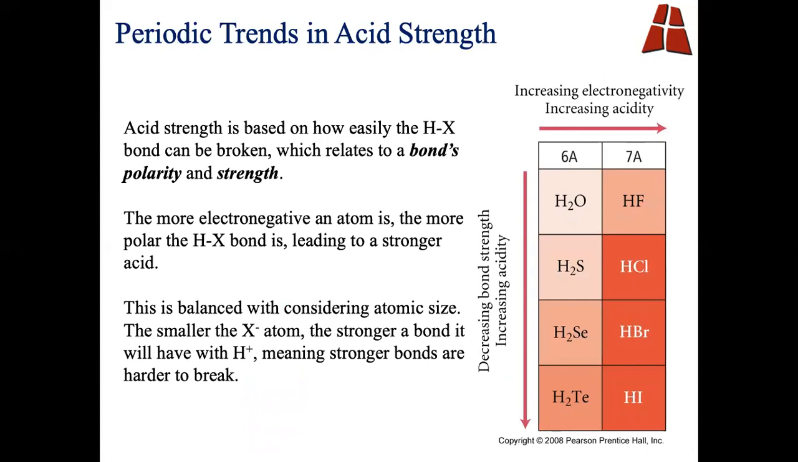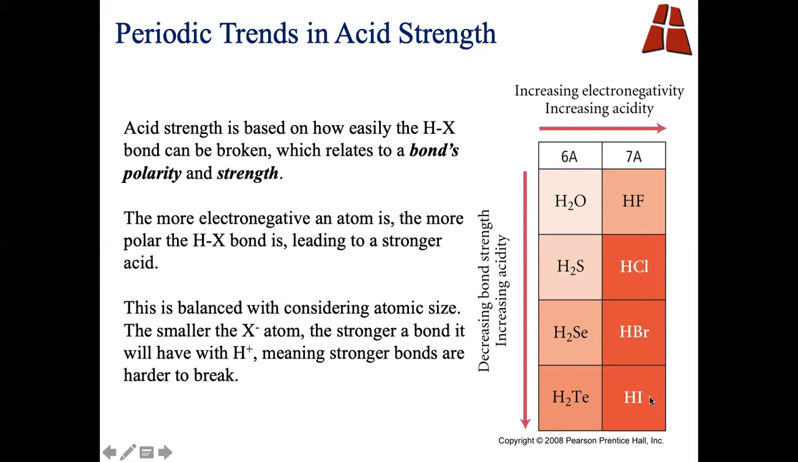This is something that may come up as well: periodic trends in acid strengths. A reminder that the two things that affect the relative acid strength are how electronegative an anion is, with more electronegative leading to a stronger acid because we have a more polar bond, and then that can be balanced by considering atomic size as well.